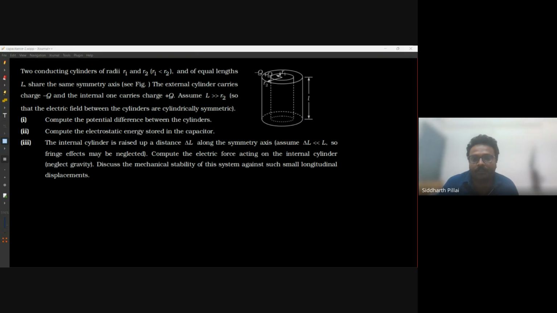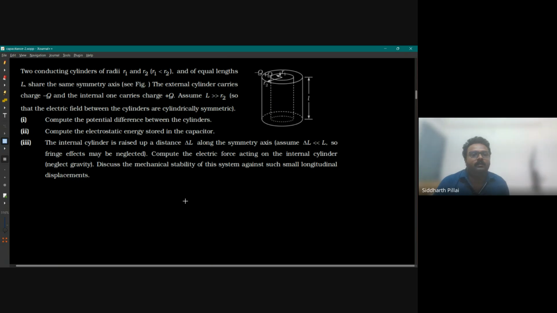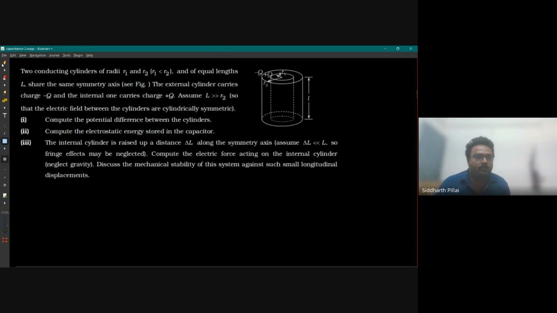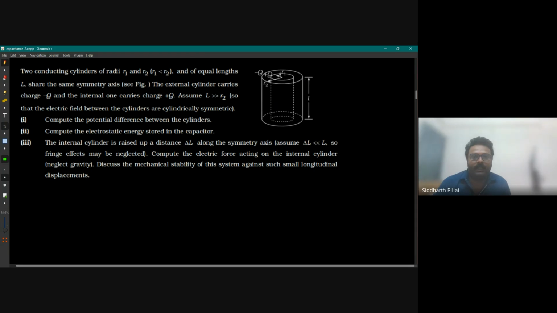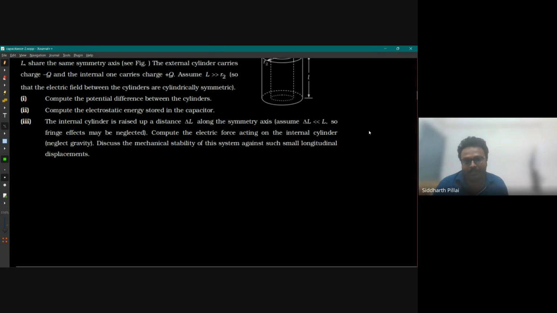So let's just look at the first part, and then meanwhile you can solve the second and third parts. The first part, let's draw. Again, we are assuming this length is much greater than the gap between the cylinders, and also bigger than the radii of the cylinders. So you can assume this to be similar. You can use the result for an infinite line of charge or infinite cylinder of charge.